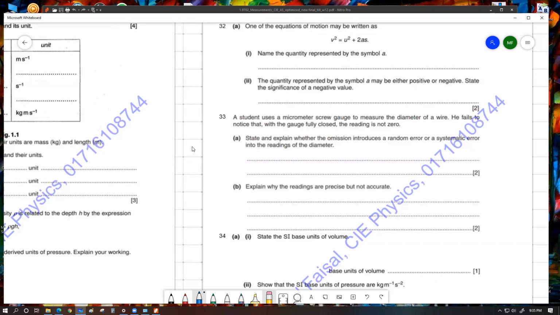Well, what do we mean by the word precision? Precision means a cluster of readings which are pretty close to each other. Not accurate means that the average of those readings is not close to the true value. Now we have a zero error, right?